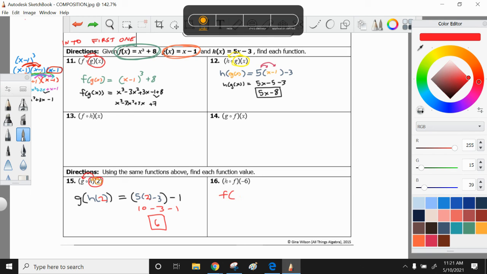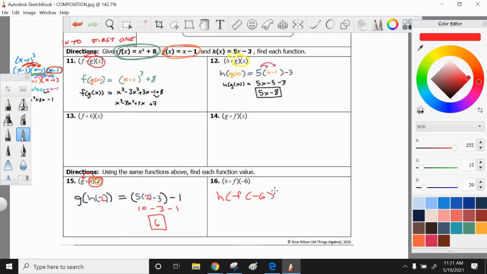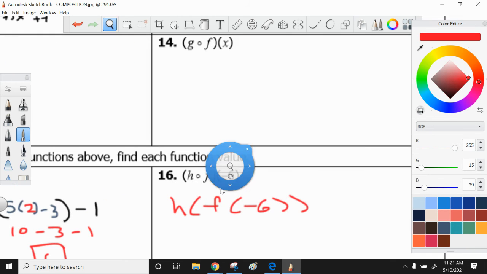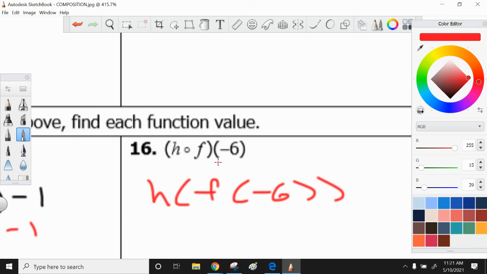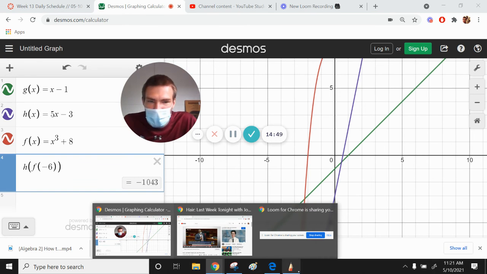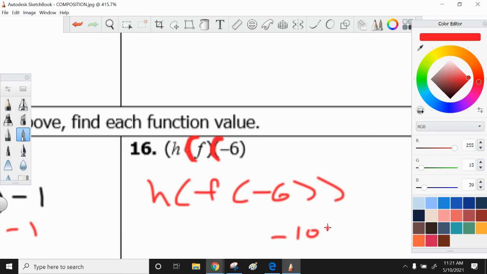F, did that wrong, sorry. H of f of negative 6. If you're worrying about how to convert the H circle F to the H parentheses F, you just literally put a parentheses right here. I mean, that's all that we've done. All right, and what was it? Let's just so I have the answer here. Negative 1043. Negative 1043. Easy.